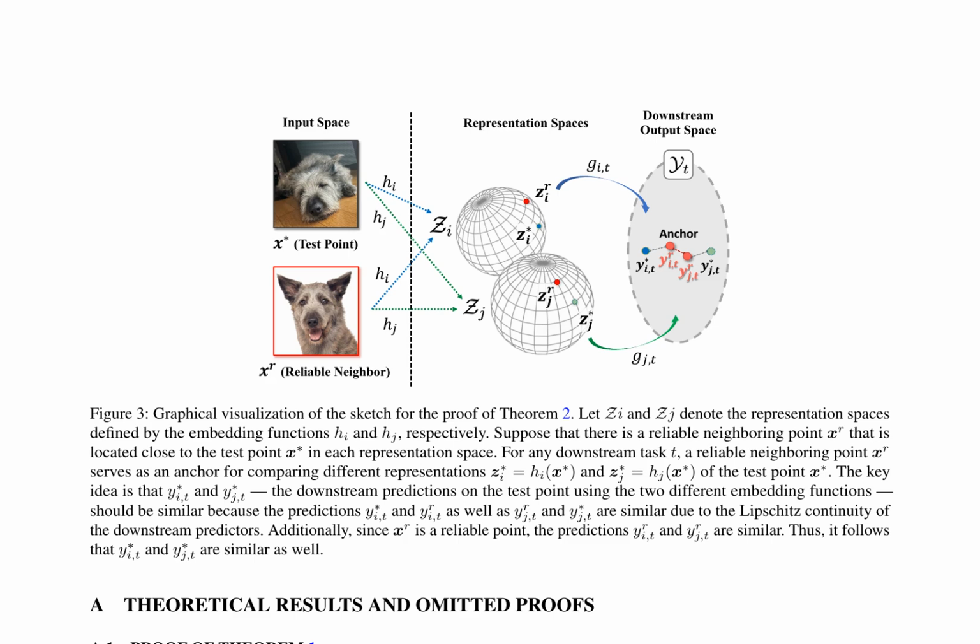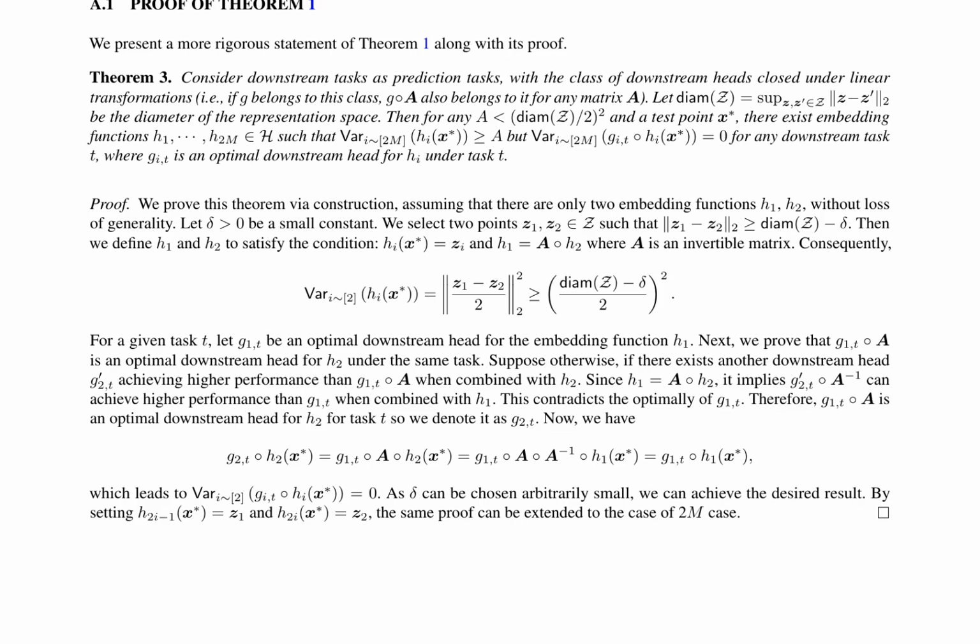The first theorem states that when considering an ensemble of neural networks, the variance in their predictions across different tasks is bounded by the average pairwise L2 squared difference between the representations of a test point and a reliable neighboring point. This result is crucial as it demonstrates that the variability in neural network outputs can be controlled and predicted using this metric.